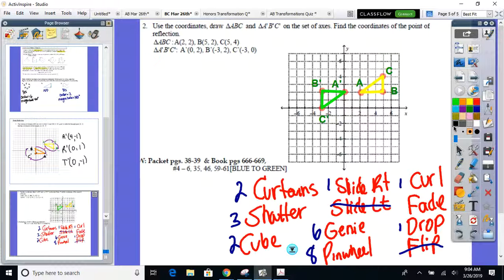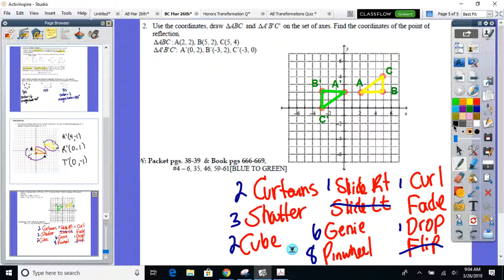So ABC, A prime, B prime, C prime. I did reflect it through a point. Okay, this one's not too bad. All right, because if you look at A prime, B prime, I think you can find the point in the middle. I don't think we have any issues with that, yes?